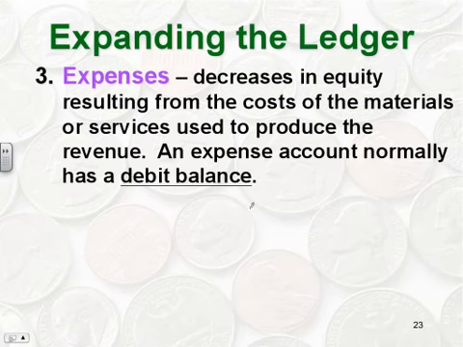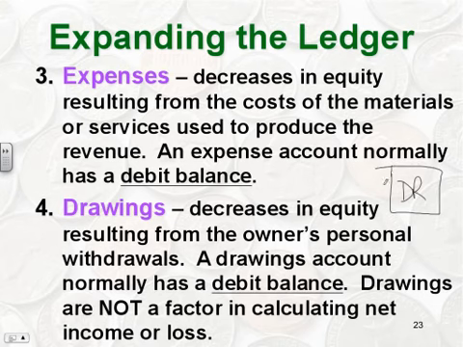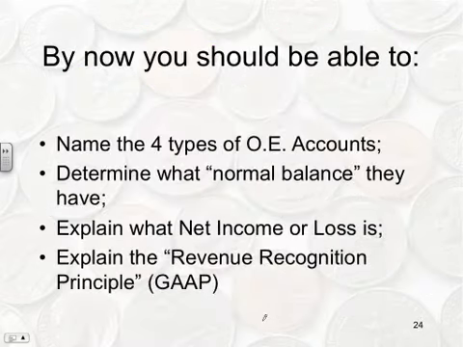While expenses is a decrease in equity resulting from the cost of materials or services used to produce the revenue. This has a debit balance. And of course, drawings decreases in equity as well. Both of these have debit balances because they go on the left-hand side, decreasing equity. Okay, drawings is used when the owner takes something out. No longer use capital for any of these.